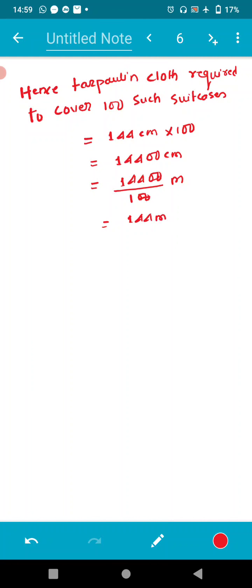So, how much length do you have to increase? As I have already said, the breadth will remain constant, that is 96 centimeter will remain constant. You cannot do anything with the breadth, but the only option is that you can increase the length. So, how much length do you have to increase? That is up to 144 meter. And why? Because you need to cover 100 suitcases. Fine. So, this is the required answer.